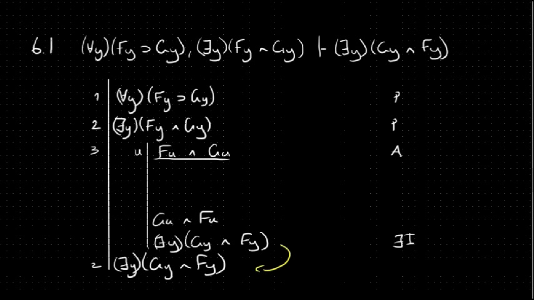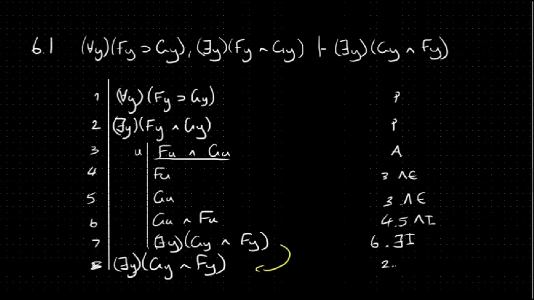Well, we know that we can do conjunction eliminations, so we could get FU from 3, conjunction elimination, and on line 5 we could get GU from 3, conjunction elimination. So on line 6 we can just recombine those, 4 and 5, conjunction introduction. We can then do our existential introduction on 6, and so we end on line 8 with 2, 3 to 7 existential elimination.